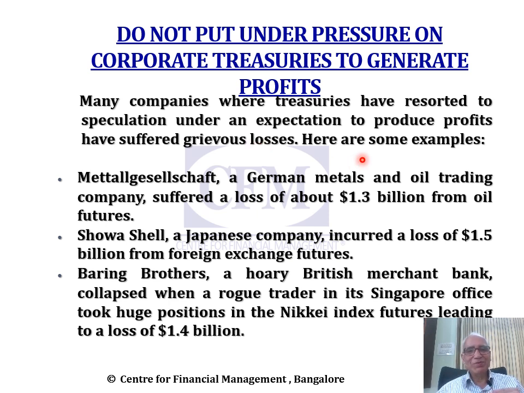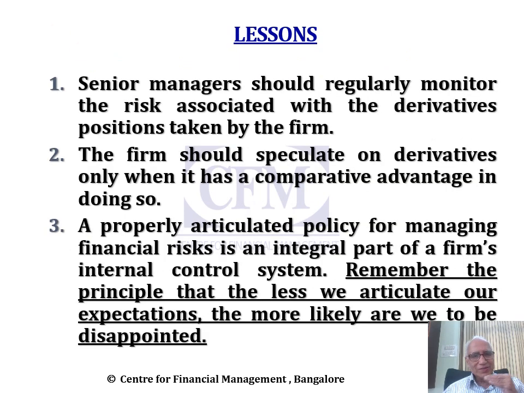Many companies where treasuries have resorted to speculation under an expectation to produce profits have suffered grievous losses. Here are some examples. Metallgesellschaft, a German metals and oil trading company, suffered a loss of about $1.3 billion from oil futures. Showa Shell, a Japanese company, incurred a loss of $1.5 billion from foreign exchange futures. Barings Brothers, a hoary British bank, collapsed when a rogue trader in its Singapore office took huge positions in the Nikkei index futures and incurred a loss of $1.4 billion. Here are some important lessons.